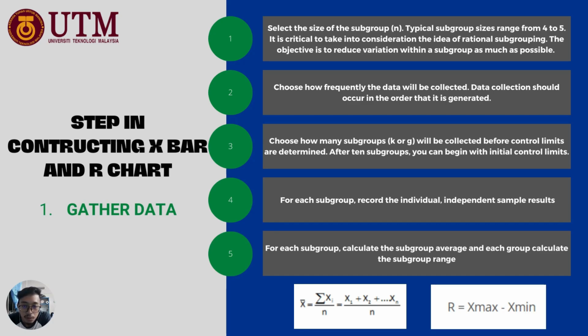4. For each subgroup, record the individual, independent sample results. And the last one, for each subgroup, calculate the subgroup average and the subgroup range. The formula for X bar is shown at the bottom of the slide. As we can see, the total of X is divided by n, which is the number of samples in the subgroup. And the formula for R is equal to X max minus X min.